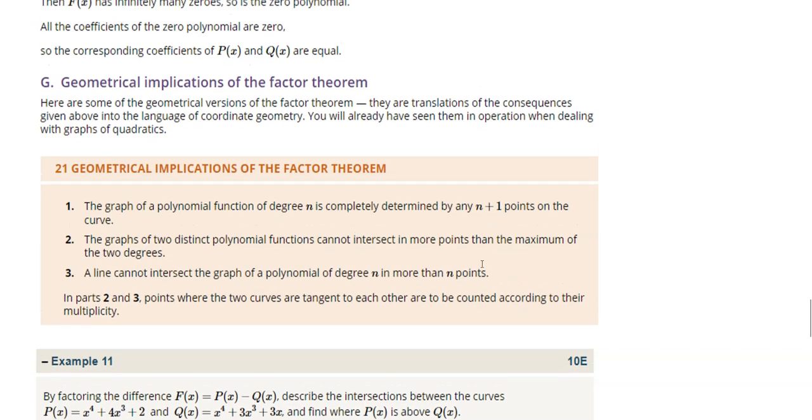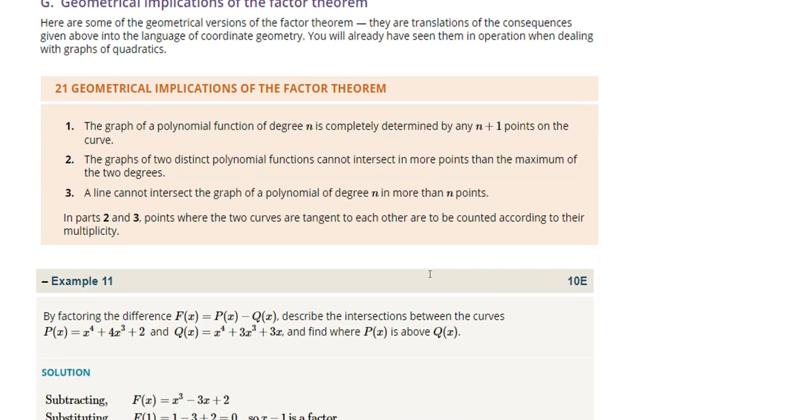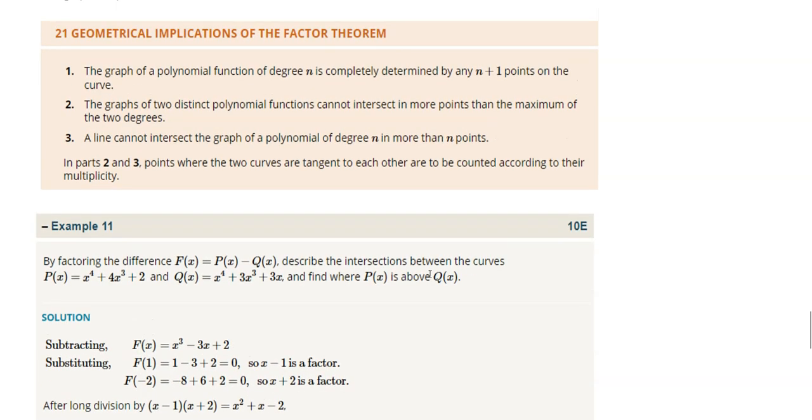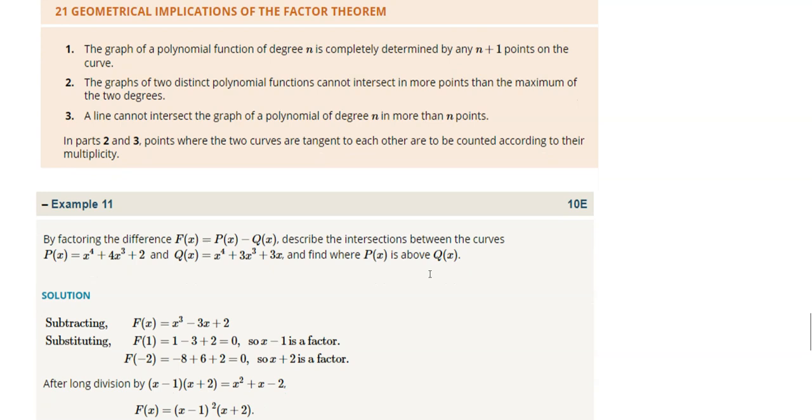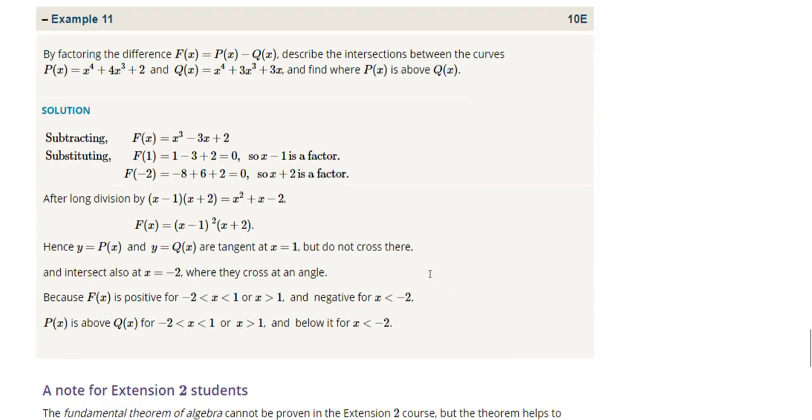That's fine. A line cannot intersect a graph of a polynomial of degree n in more than n points. So if it was squared, then a straight line could only intersect it in 2 places at most. If it was a cubic, 3 places at most. Quartic, 4 places at most. Yeah. In parts 2 and 3, points where 2 curves are tangent to each other are to be counted according to their multiplicity. Cool. That's okay.